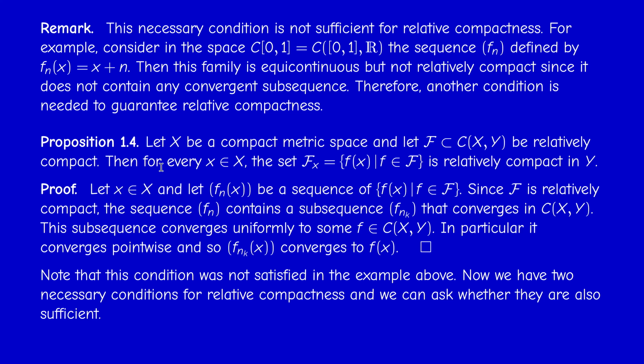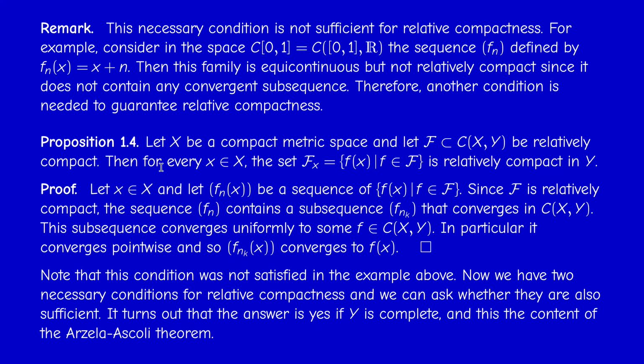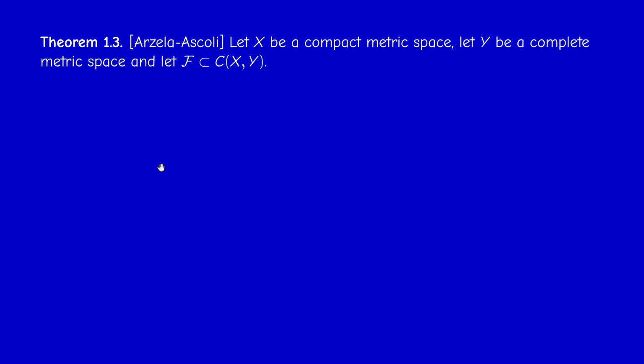And now we are ready to state the Arzela-Ascoli theorem, that these two conditions together are necessary and sufficient. But we have to assume, of course, that X is compact. We always have to assume that X is compact in order to put a topology on C(X,Y). Now, we can put a topology on C(X,Y) even if X is not compact, but it's a little bit more complicated. Here we are dealing with the fundamental form of Arzela-Ascoli. So in order to define the distance on C(X,Y), we have to assume that X is compact. And we have to assume that Y is complete as well.